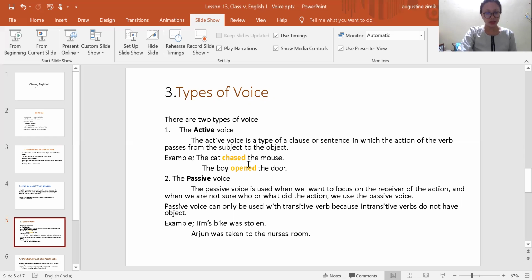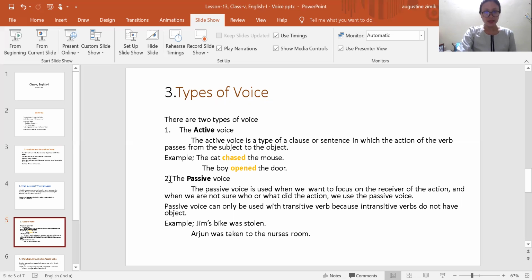Here, in the active voice, the main focus is given on the subject, okay, on the action done by the subject. Here, who did the action? The subject. The cat did the action. What did he do? He chased the mouse. Okay. The next one, the boy opened the door. Who performed the action here? The subject. Who is the subject here? The boy. What did he do? Opened the door. Okay, the door and the mouse are the object. Chase and open are the actions, okay, actions of the verb.